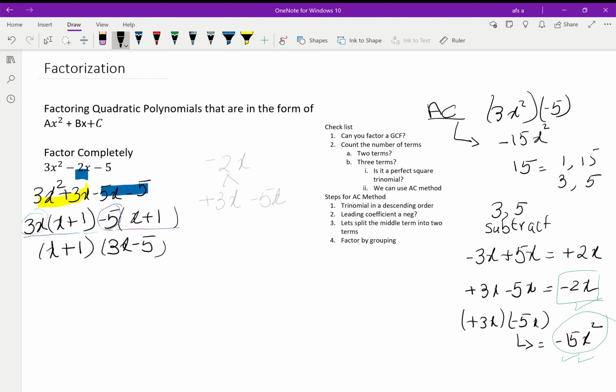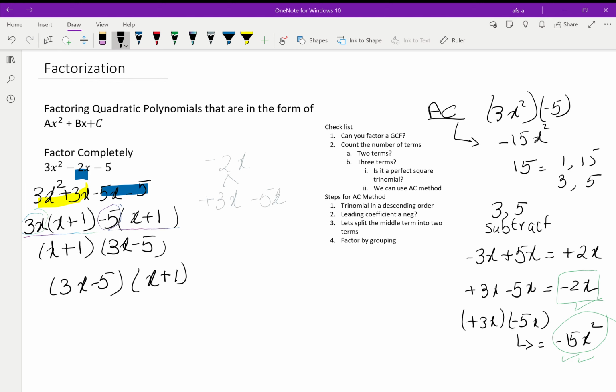Now, what I want to point out is it can also be written out as the 3x minus 5 factor first, and then the x plus 1 factor afterwards. That's completely okay, because they're factors, meaning they're getting multiplied. You can switch them around, and that's not a problem at all.